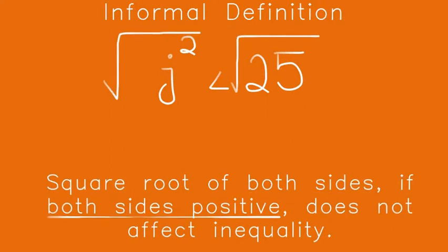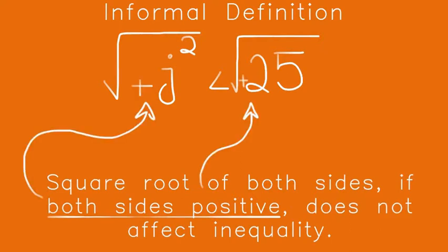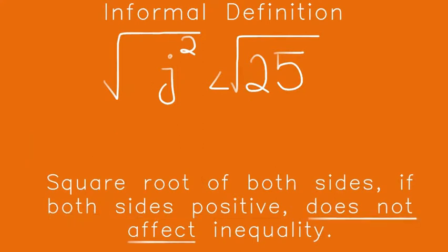The only thing that you have to look out for is that both sides need to be positive. This is the only restriction that you have to adhere to, and you need to keep it in mind. In this case, both of these things are positive. We have a positive j squared on the left hand side, and a positive 25 on the right hand side. Taking the square root won't affect the inequality. The inequality is still going to hold true. That is what I was trying to say.